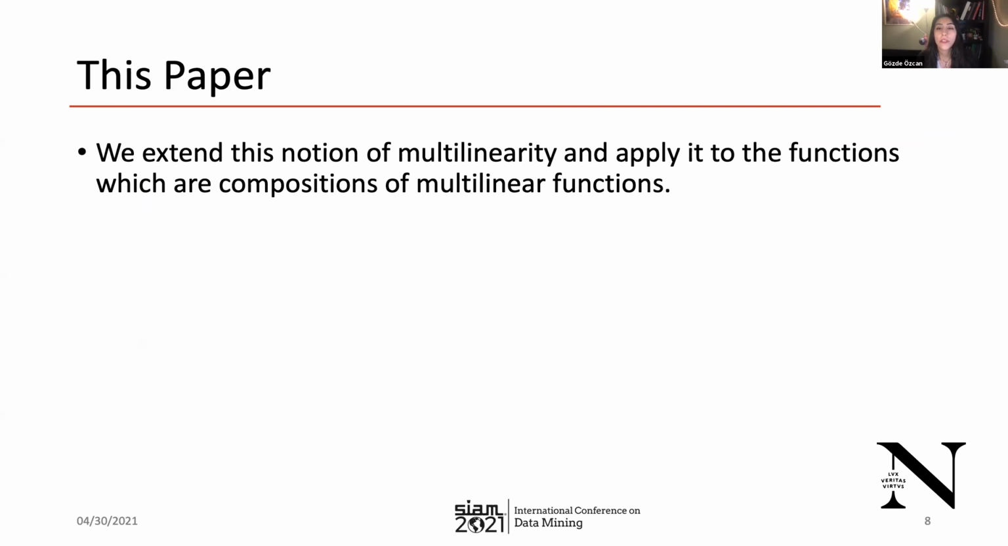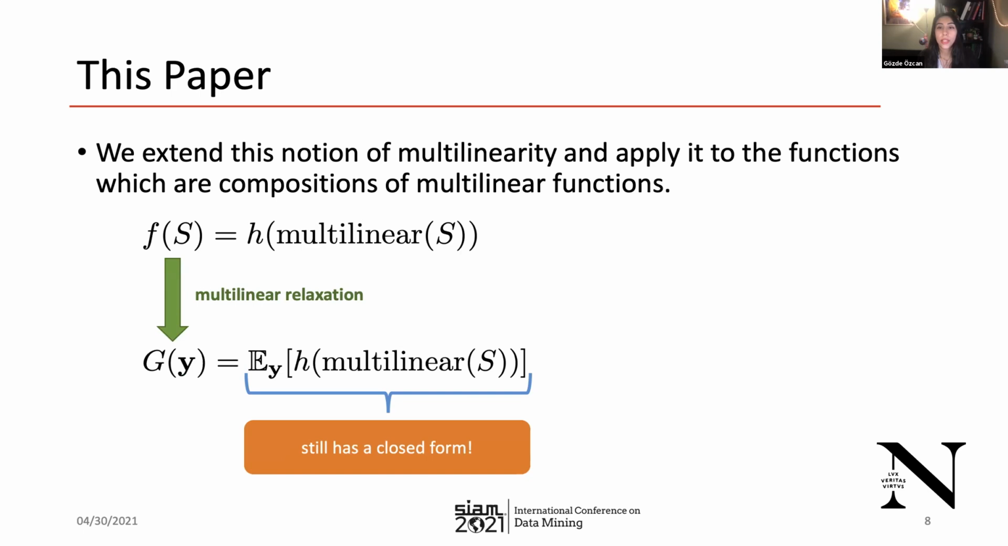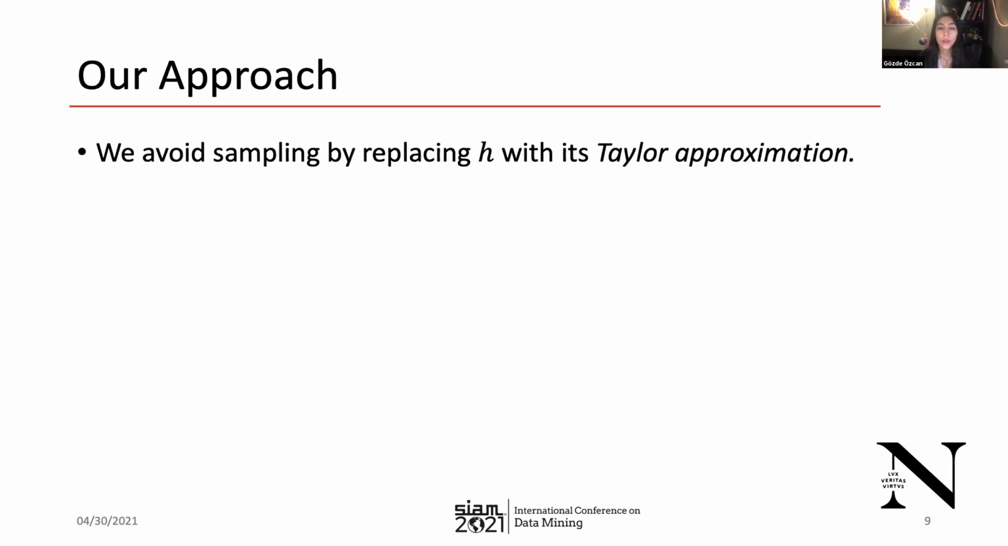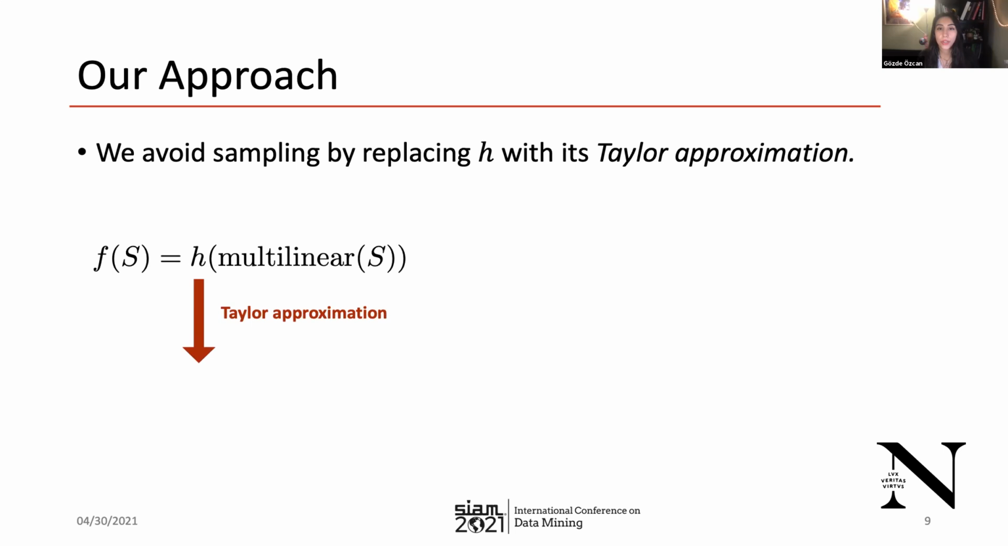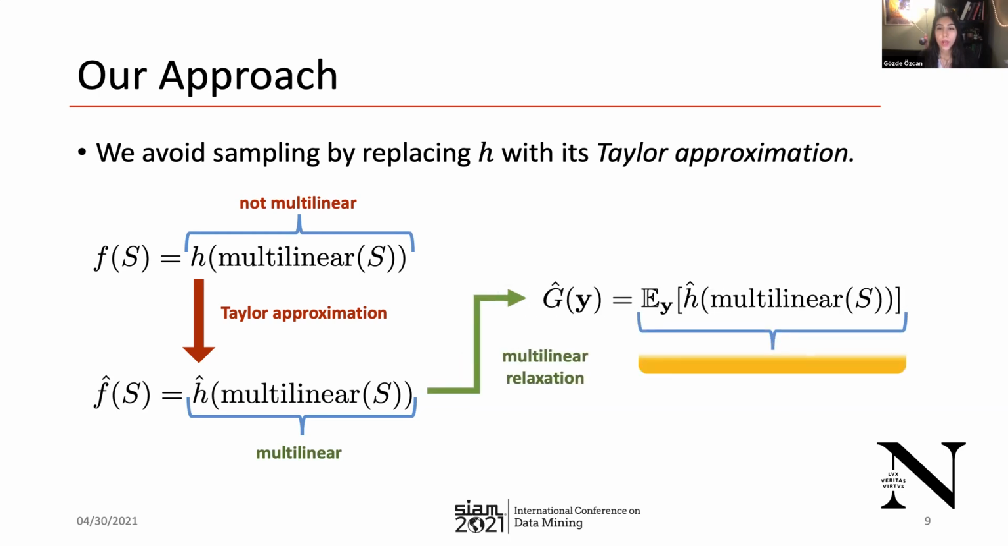In this paper, we extend this notion of multilinearity to the functions which can be formalized as compositions of multilinear functions. And we show that for this type of functions, multilinear relaxation of f still has a closed form. Hence, it does not require sampling. We do so by first taking the Taylor approximation of the function h. This results in a multilinear estimator f hat. Second, we use this estimator instead of f and take its multilinear relaxation. This result ends up having a closed form and hence does not require sampling.